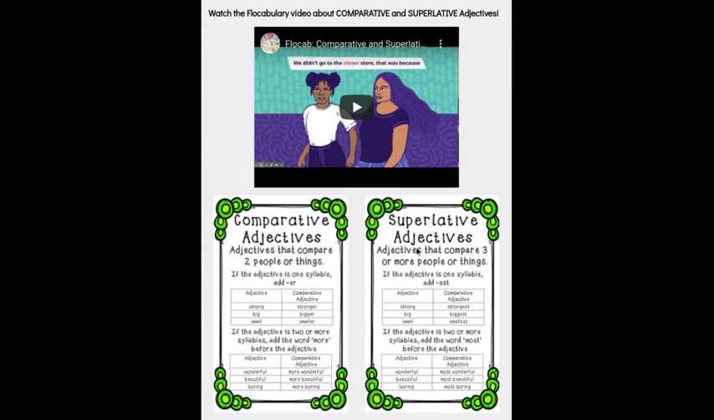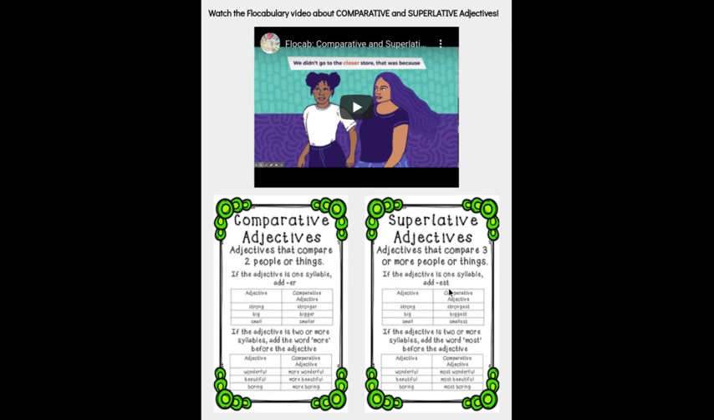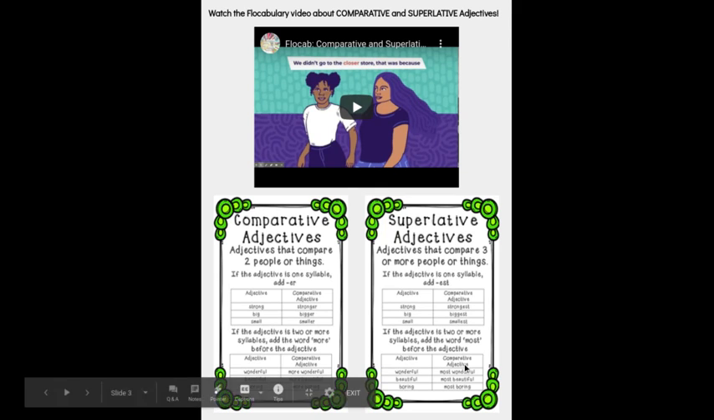Superlative adjectives over here, those are adjectives that compare three or more people or things. If the adjective is one syllable, you're going to add EST. So for example, you have the word strong, right? Remember that's one syllable, strong. Add EST, and that becomes strongest. Now down over here, if the adjective is two or more syllables, you're going to add the word most before the adjective. So look at these examples and please review these.